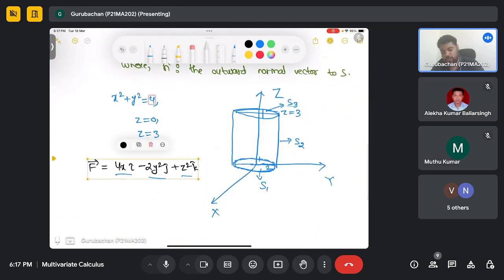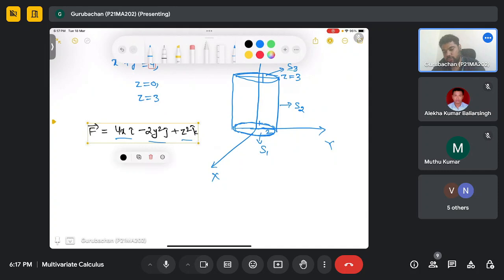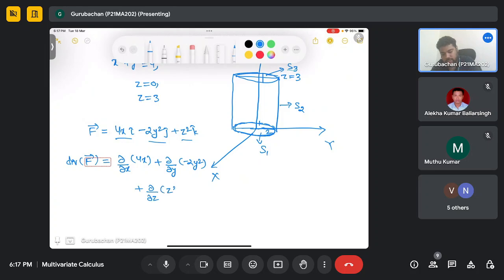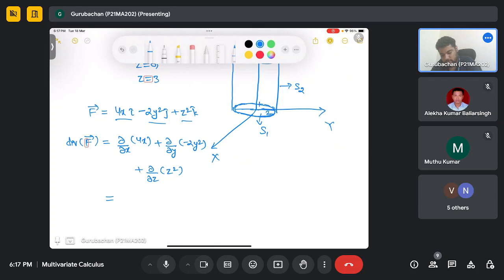So it is easy to calculate first of all the right hand side. So what we will do, we will first calculate its divergence. Divergence of f is ∂/∂x of 4x, ∂/∂y of minus 2y², ∂/∂z of z². What will it give? 4 minus 4y plus 2z. Am I correct?